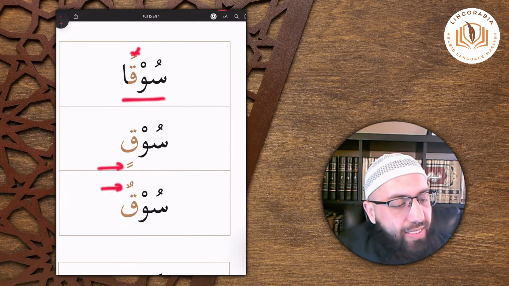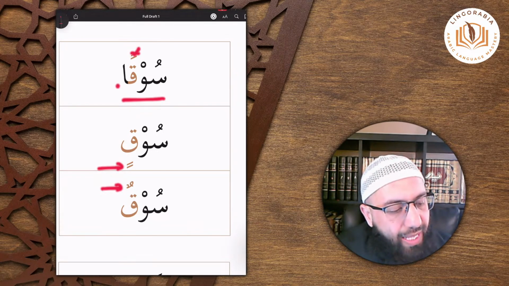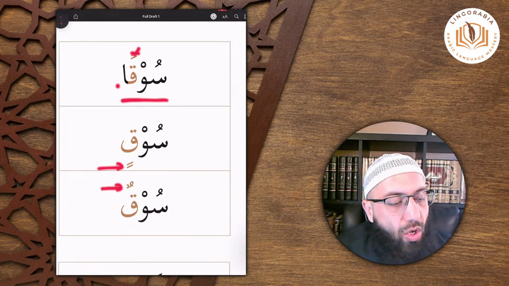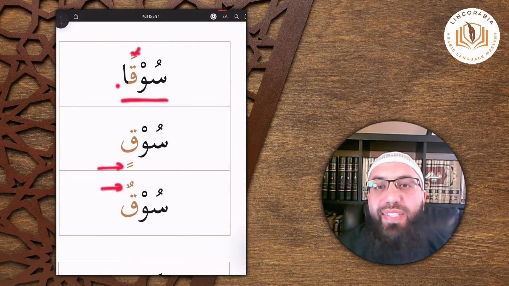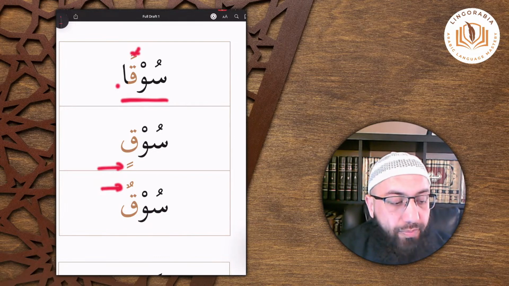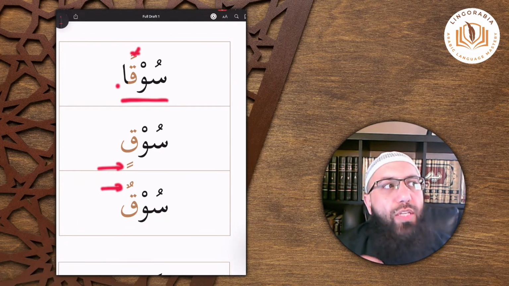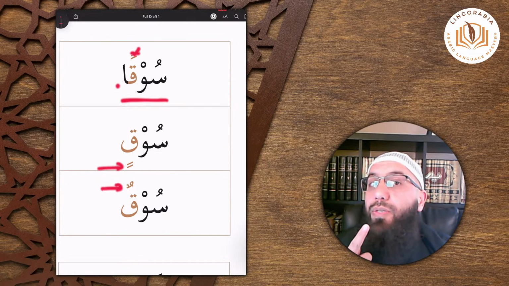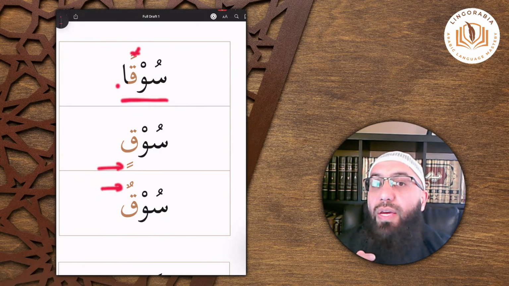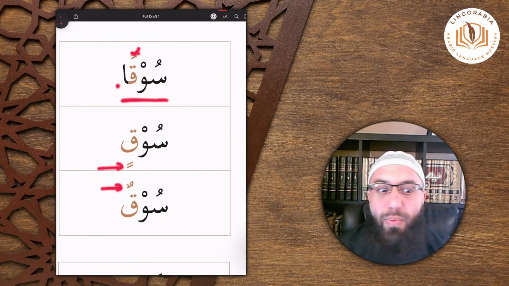Suqa. And when is this? When this is the last word of the sentence, or when we have a stop, then you pronounce the alif instead of the tanween. You don't pronounce the noon at the end. You don't say suqan, you don't say n at the end. You say suqa. There is no noon whatsoever in the pronunciation when I stop.